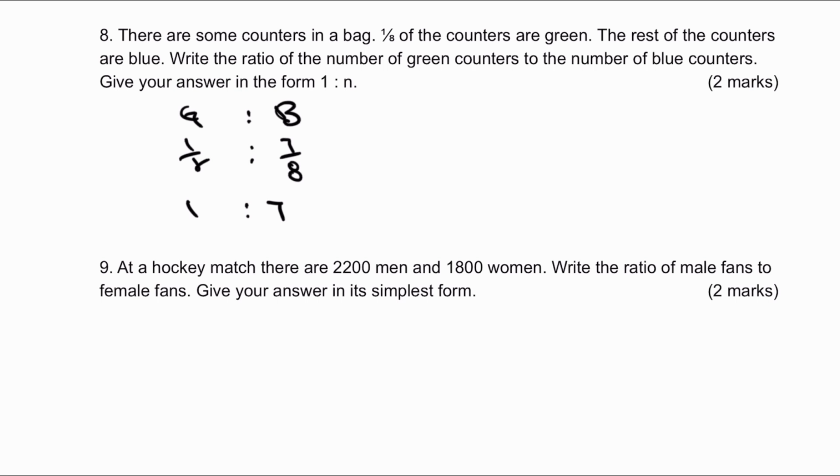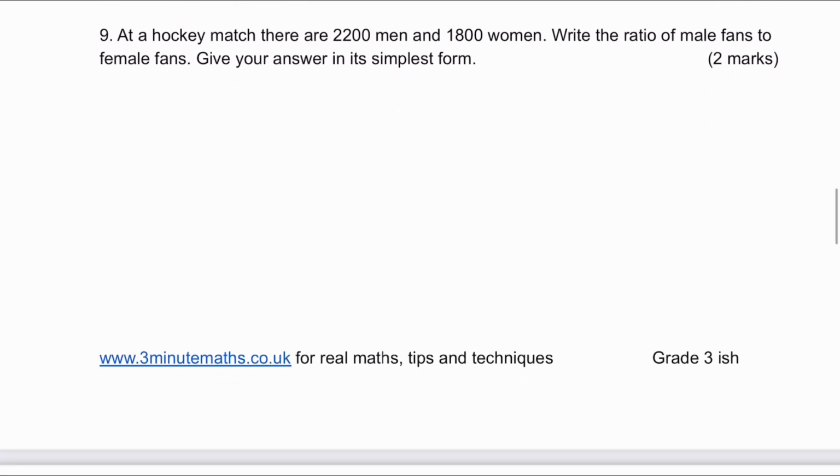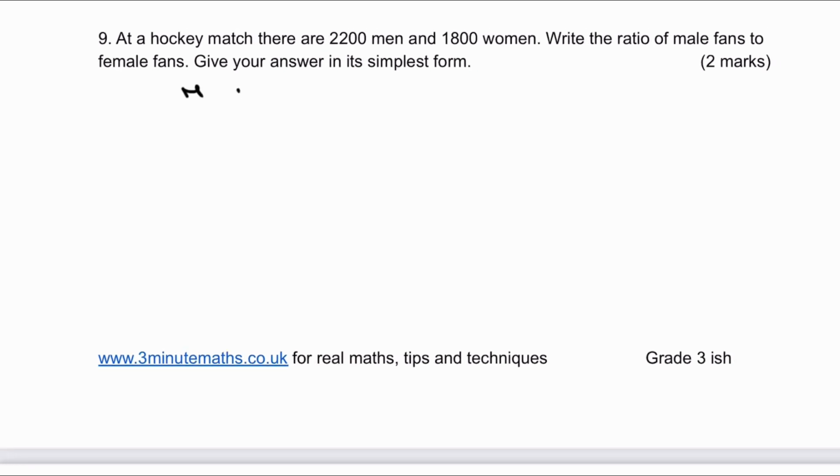Okay, let's move on then to question number 9. If you've got to this sort of level, then you're working very well. These are now towards the top end of grade 3. We're now starting to move towards grade 4 type questions, but they should be absolutely fine for you. So we've got men to women. And again, I'm going to use exactly the same principles as I've done before. Nothing changes. It's 2,200 to 1,800. And really, it's just a case of giving that answer in its simplest form.